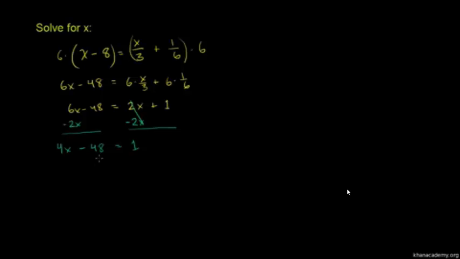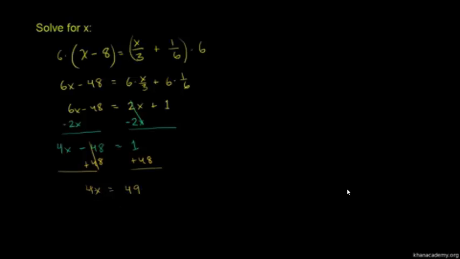And now I want to get rid of this 48 on the left-hand side because I want only x's here. So let me add 48 to both sides of the equation. Let me do this in a new color. So let me add 48 to both sides of this equation. And on the left-hand side, 4x minus 48 plus 48, those cancel out. I'm left with just a 4x. And on the right-hand side, 1 plus 48 is going to be 49.